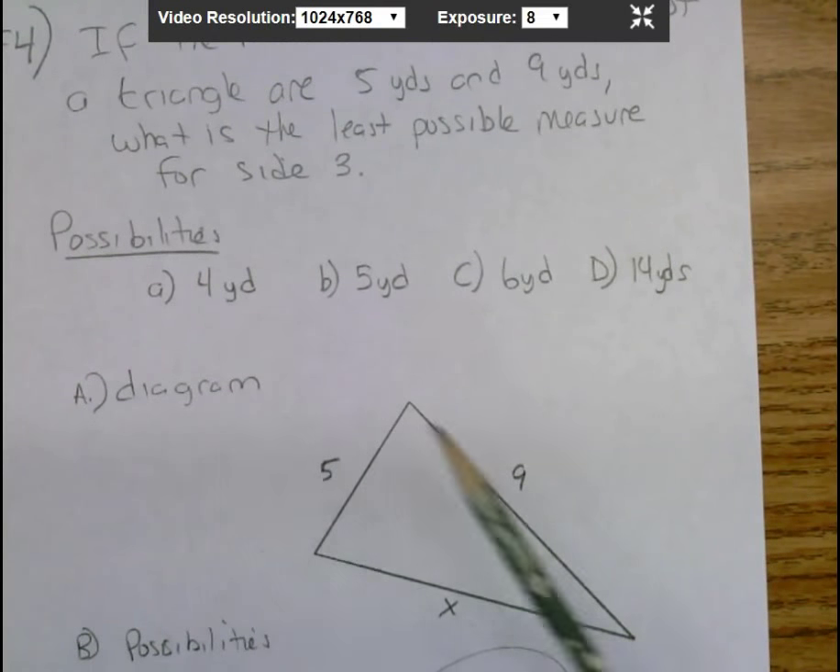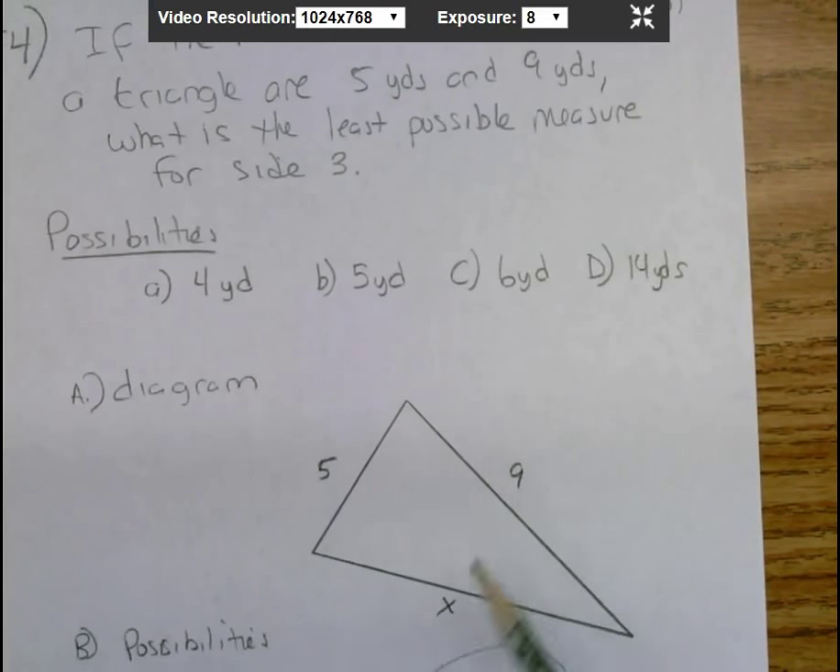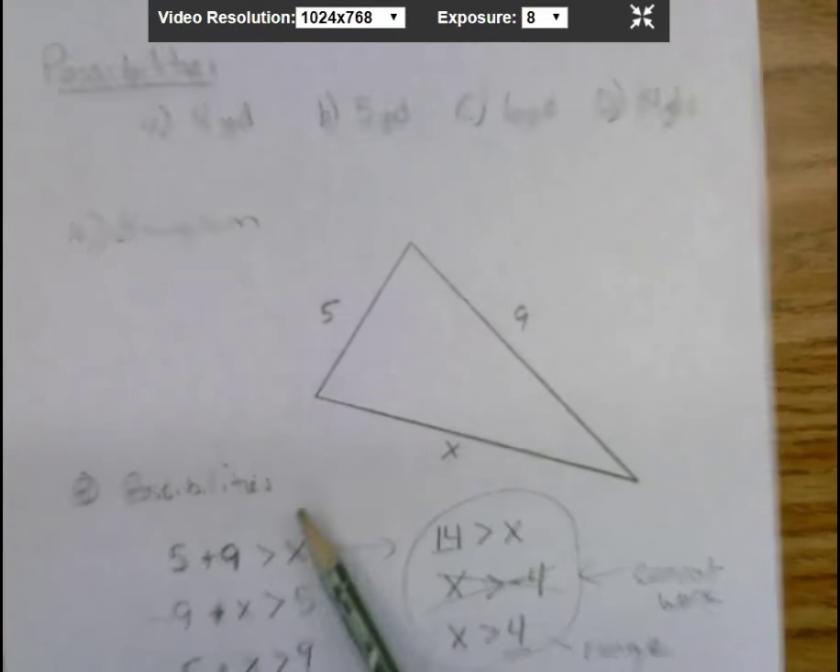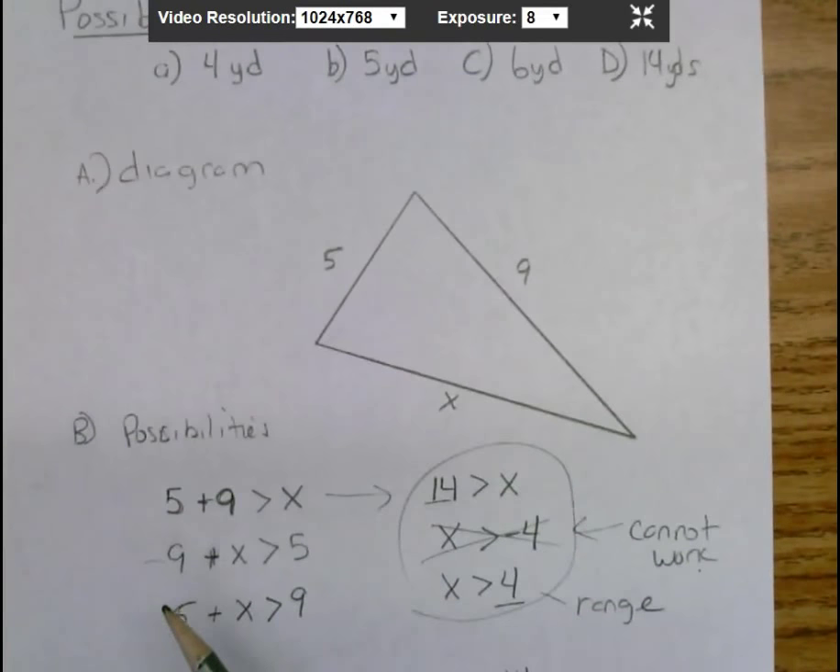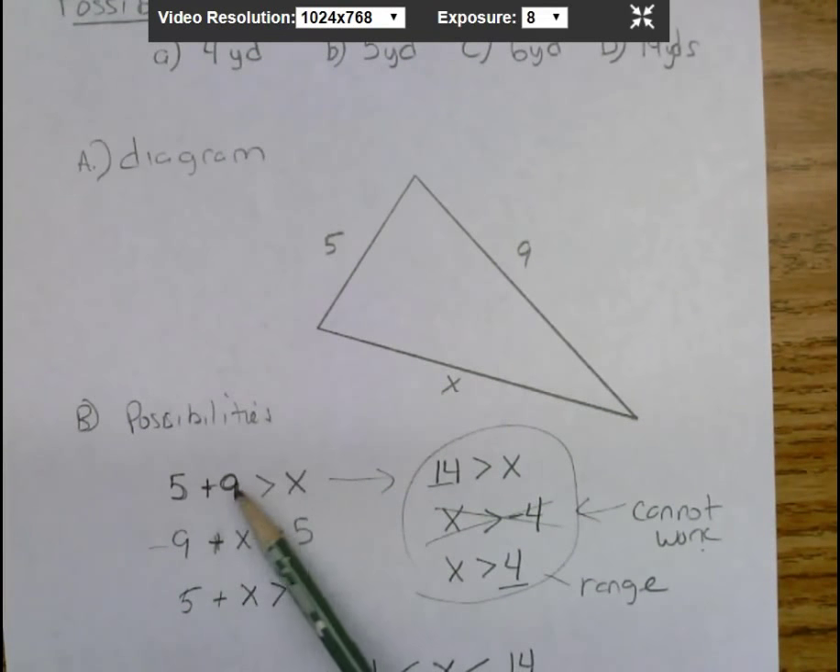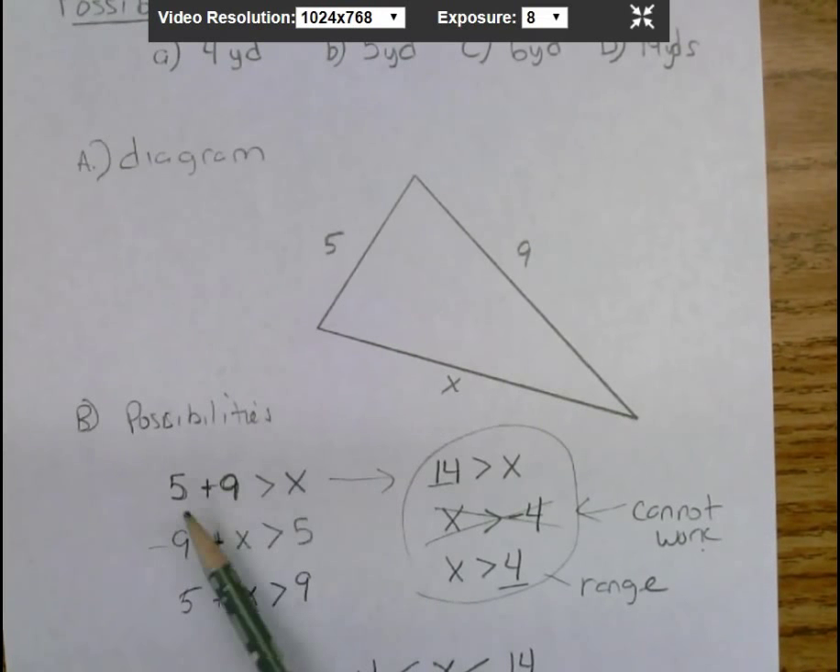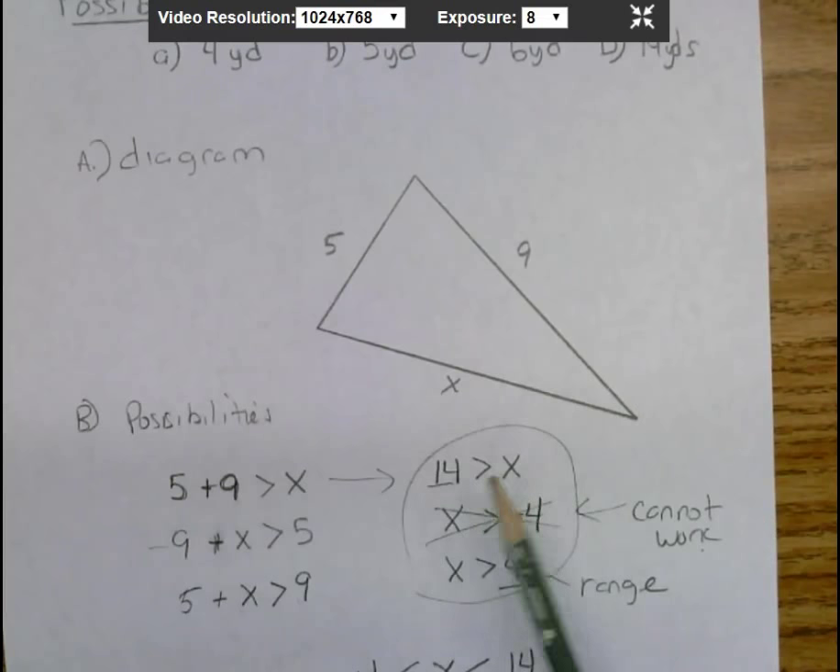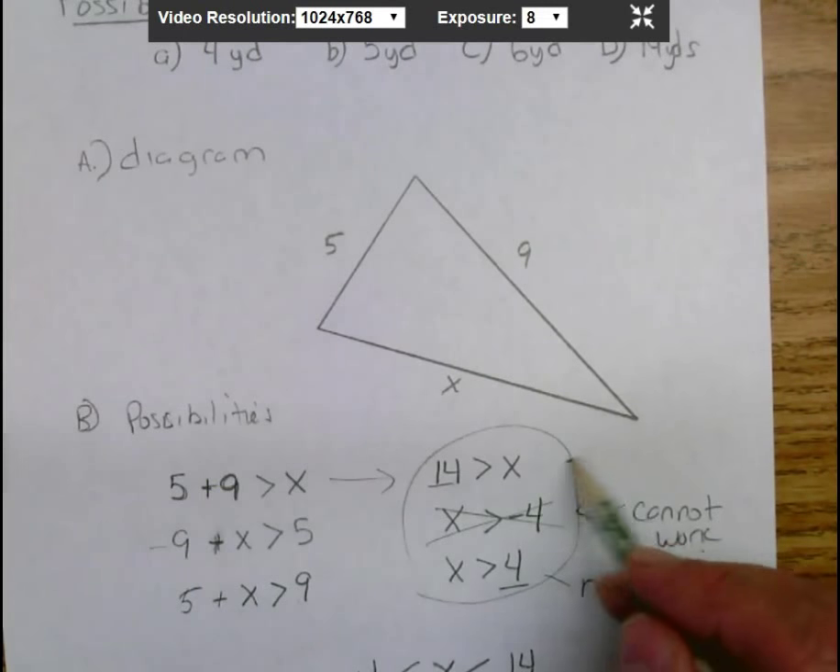First thing again, we diagram it. So we have 5, a 9, and an x. Then we do our possibilities. I've already written them here. So we have 5 plus 9 is greater than x. Then we have 9 plus x is greater than 5. And then 5 plus x is greater than 9. We then solve these inequalities. And for this one, we get 14 is greater than x. So really, that's x is less than 14. Put that over here.